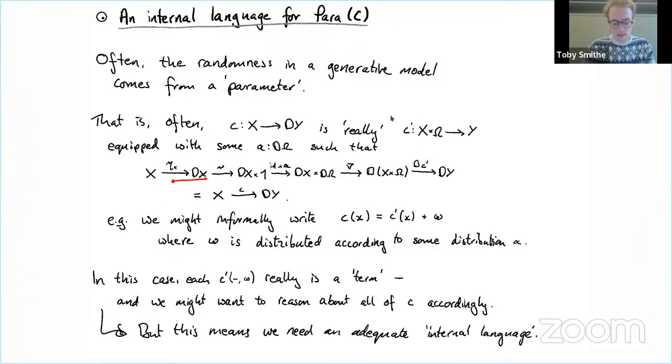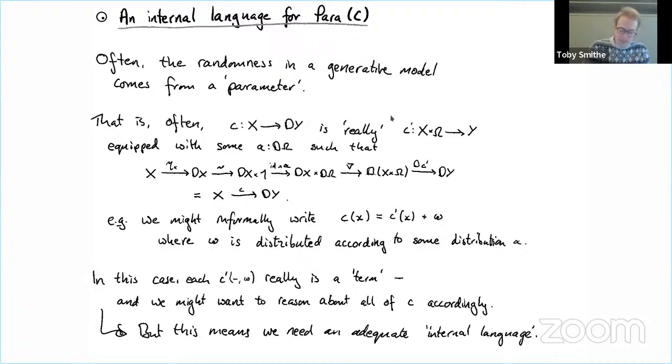The way this works is like this. I take my X and use the unit of this monad structure on D, which gives me a delta X, the thing that gives me these Dirac distributions. I can use the commutativity of the monad structure on D with the product to get a distribution on X and omega, and then I can push this noise forward through the C' map to get a distribution on Y. In many scientific papers, this is written as C' of some point X plus some omega W, where they say this omega is distributed according to some distribution alpha.